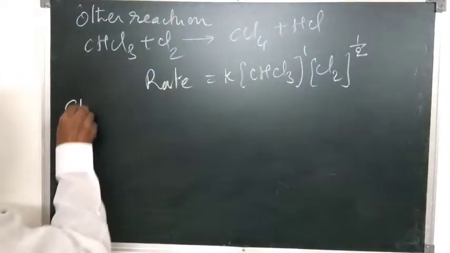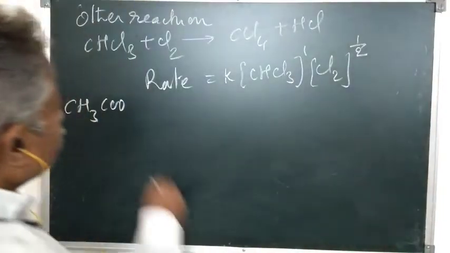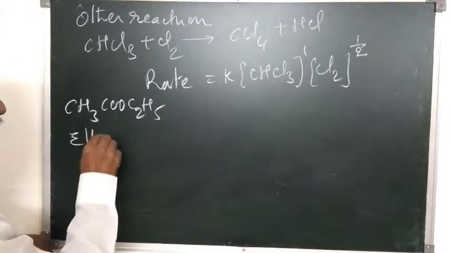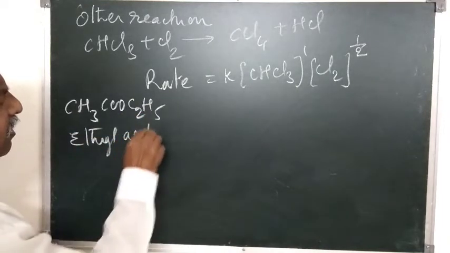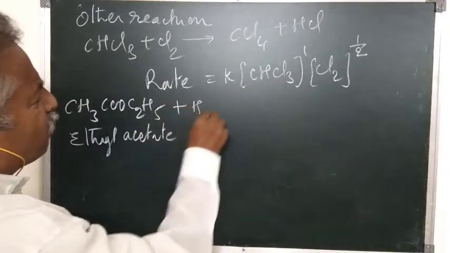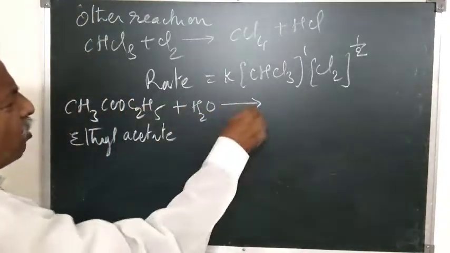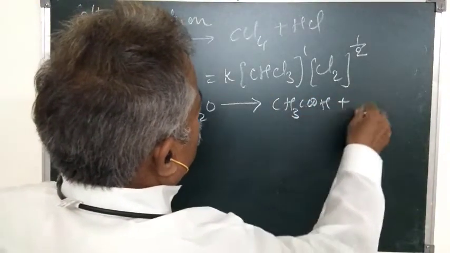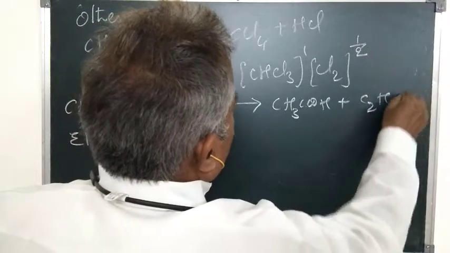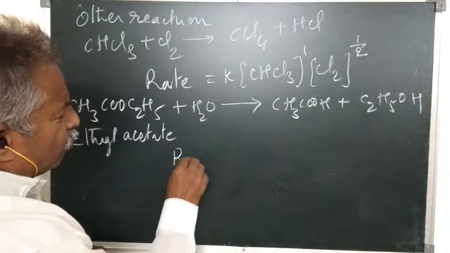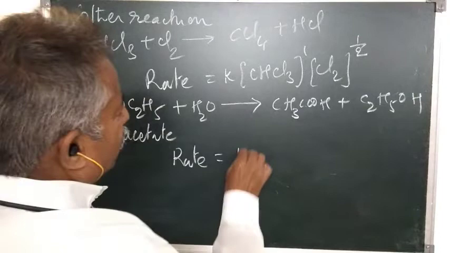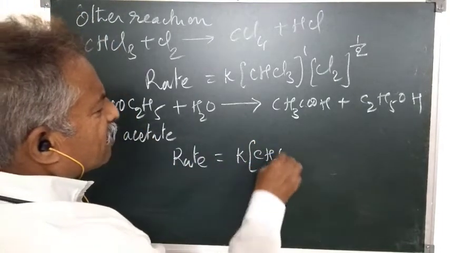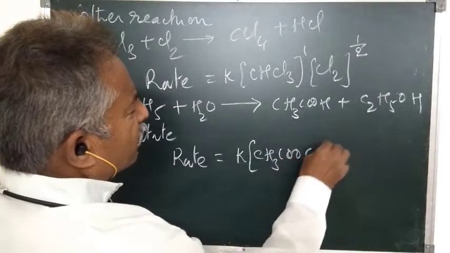Similarly, CH3COOC2H5, ethyl acetate, plus H2O. This is hydrolysis of ester. We get CH3COOH plus C2H5OH. Now rate equal to k into concentration of ethyl acetate, CH3COOC2H5.